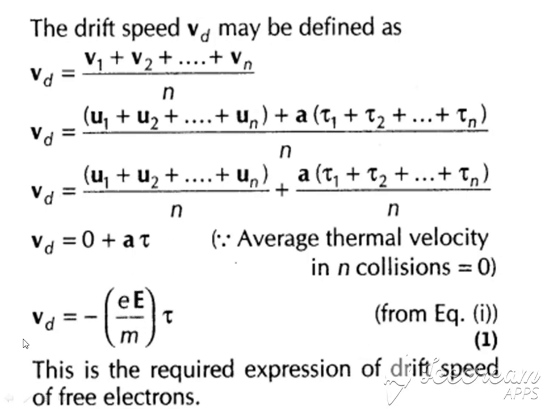This is the expression for the drift velocity of free electrons. You can easily derive this if you remember the definition, that is average velocity. So this is how you find average velocity. You just have to put the values of V1, V2 and Vn and separate them. And when you separate them, you get your expression.